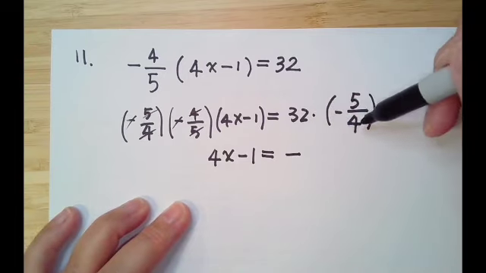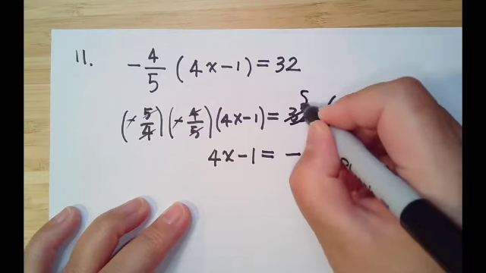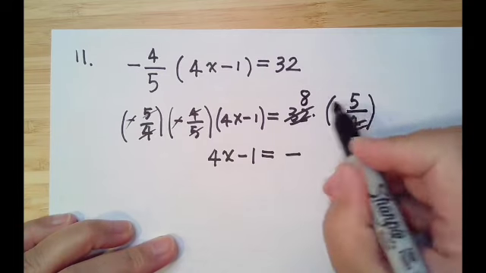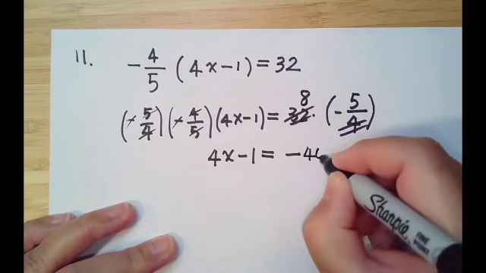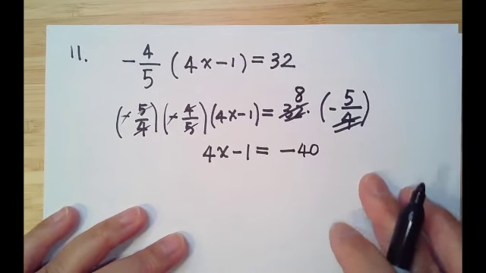And a 32 and an 8. 32 is 4 times 8. So I cross this out, I have an 8. Sounds good? So negative 5 times 8 is negative 40. Phew! Now I get all the integers, right?